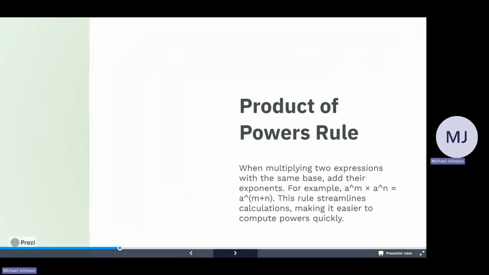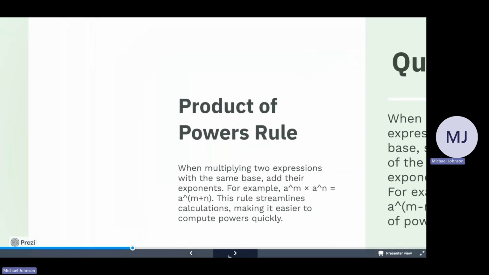When multiplying two expressions with the same base, add their exponents. For example, a to the m times a to the n equals a to the (m plus n). This rule streamlines calculations, making it easier to compute powers quickly.